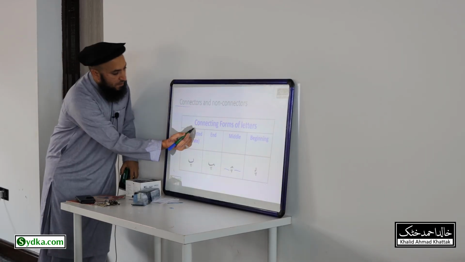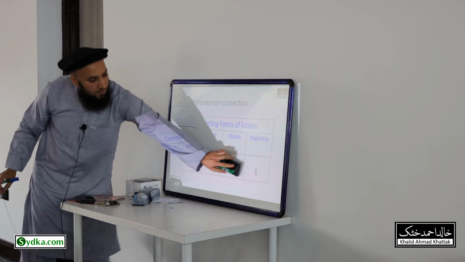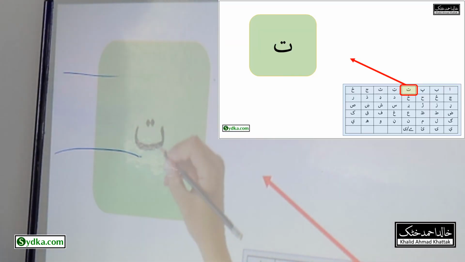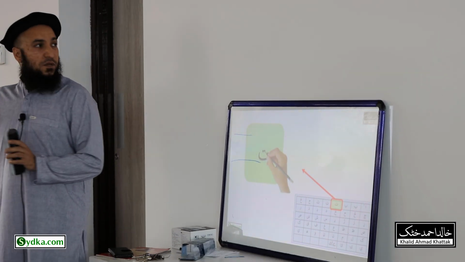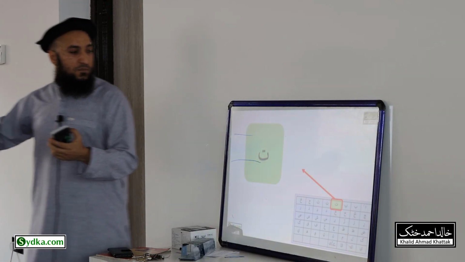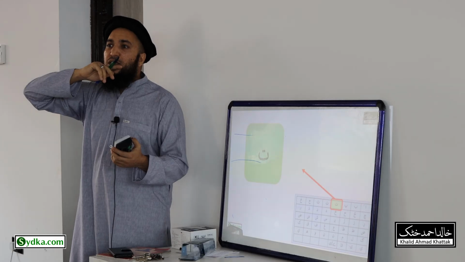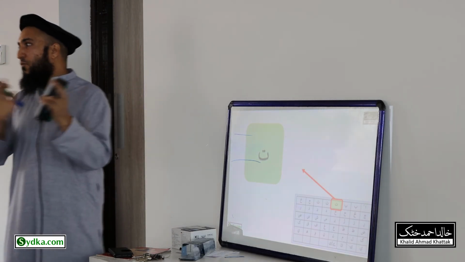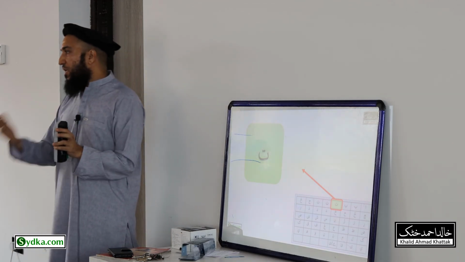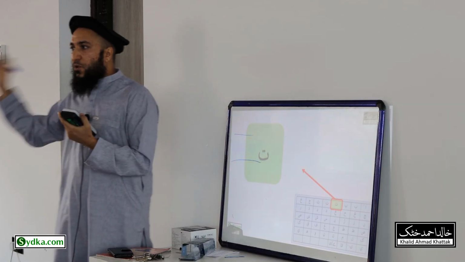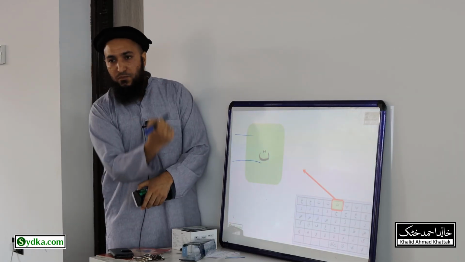Next one. Te. Start from that side. I forgot to mention, Arabic is written from right to left, so not from left to right, okay, as we know in English or any other languages. Arabic, Urdu, Pashto, Farsi, they're all written from right to left. That's why we start from the right.